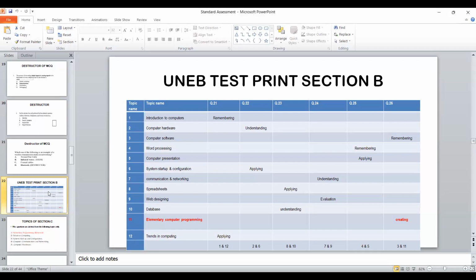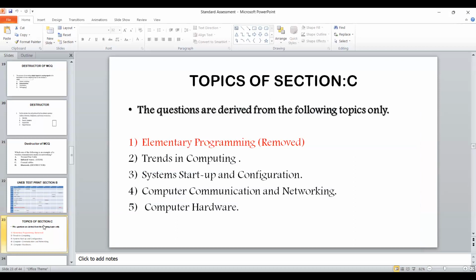Then computer presentation, PowerPoint. This is when you have to ask your learners about the different features. Then question 26 is going to be about computer software and elementary programming, which is in red. We may not get some questions from there. So I would try to share one of the papers if time allows, but let us go to section C.